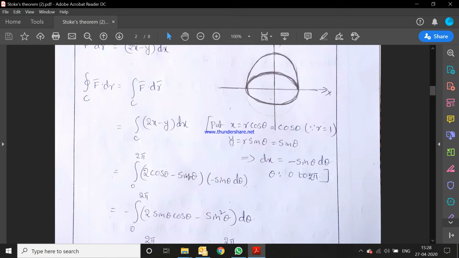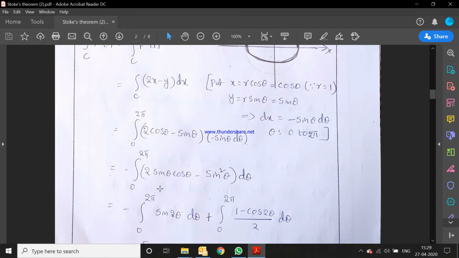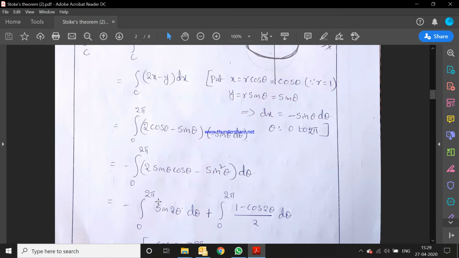So 2 cos theta minus sin theta, and the dx value is minus sin theta d theta. Then minus integral 0 to 2 pi, 2 sin theta cos theta multiplied with sin theta. So that's 2 sin theta cos theta minus sin theta into sin theta, which is sin square theta, d theta. So minus integral 0 to 2 pi sin 2 theta, because 2 sin theta cos theta is sin 2 theta, d theta. And minus multiplied with this minus, we get plus integral 0 to 2 pi, with the sin square formula (1 minus cos 2 theta) by 2, d theta.